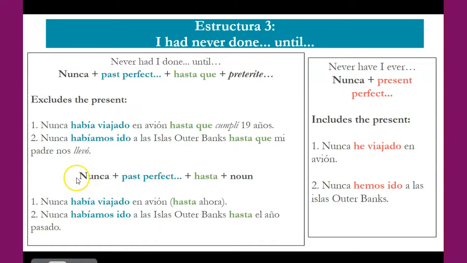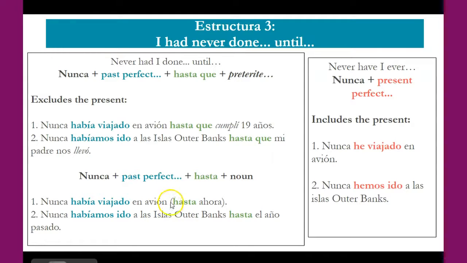Then you can also use nunca plus past perfect plus hasta, that means until. So it's not hasta que. You only use hasta que when you're following that with a predicate, hasta, and just a noun. So nunca habíamos viajado en avión hasta ahora. So we had never traveled by airplane until now.